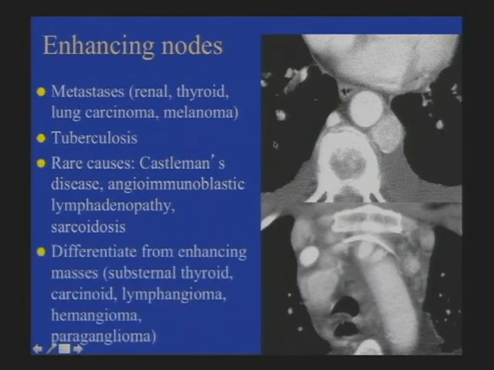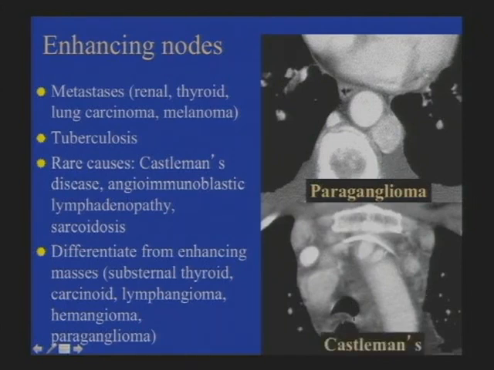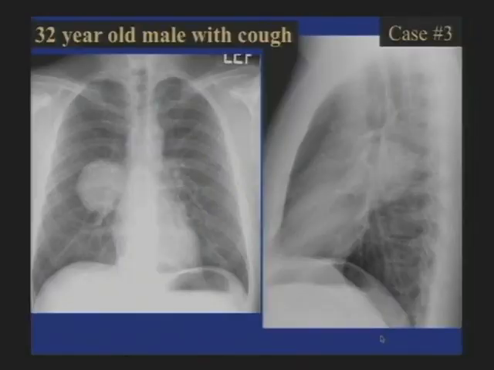And then make sure you differentiate multiple enhancing nodes from a solitary mass, like what was the case here. This is actually a paraganglioma. So this is just an enhancing tumor, as opposed to this case, where we have multiple enhancing nodes all over the mediastinum in someone with multicentric Castleman's disease. Okay, here was our classic case.